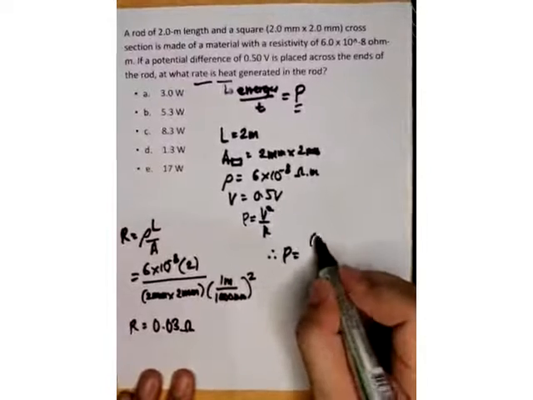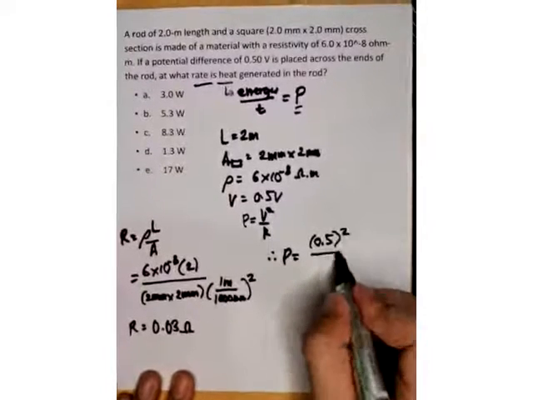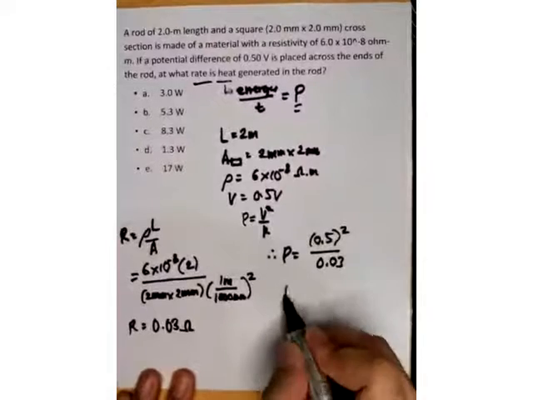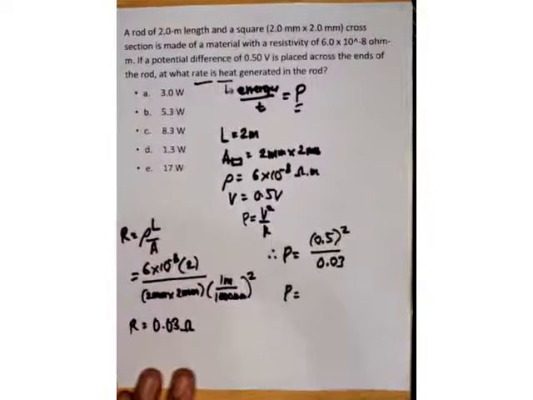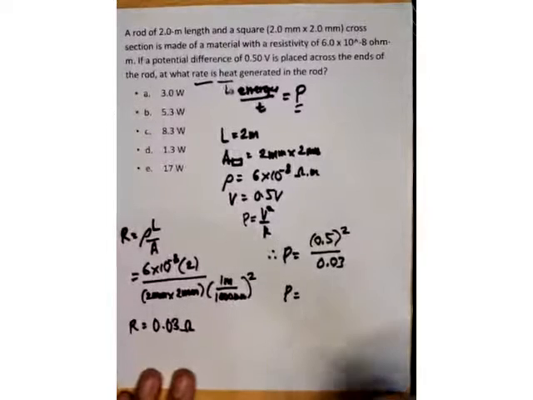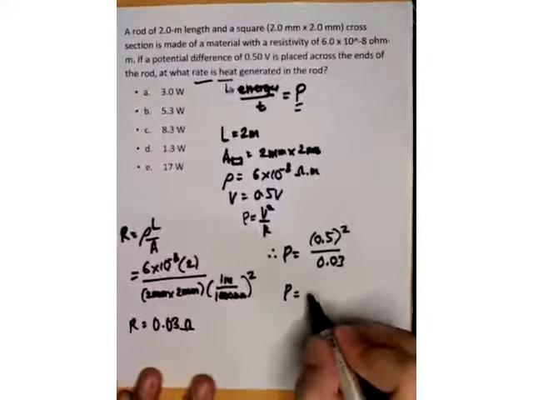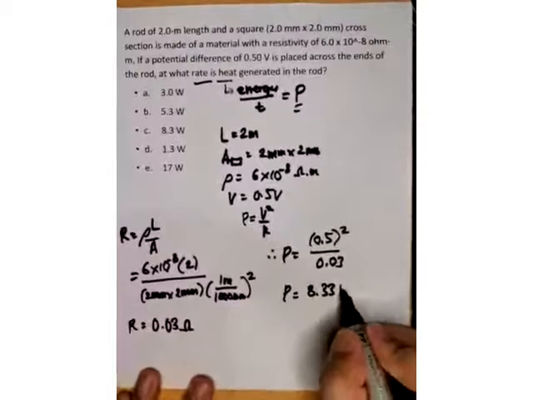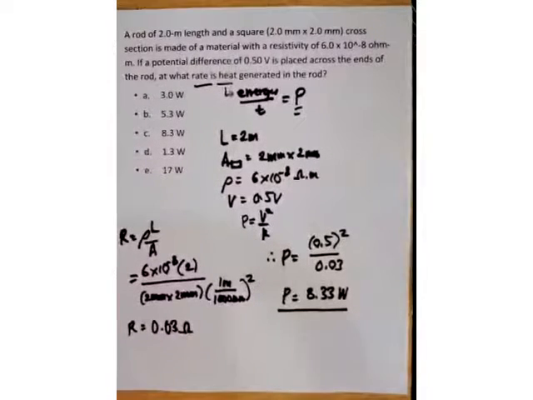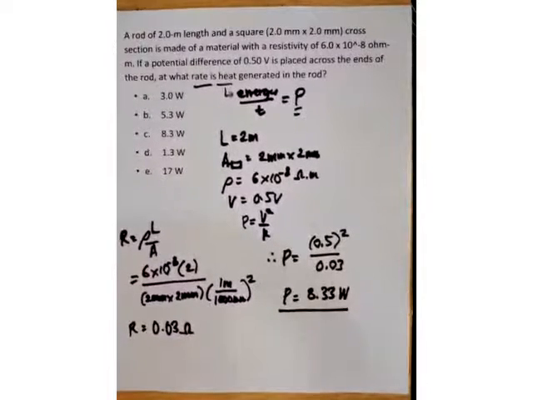So therefore, power is 0.5 squared over 0.03. What's the power? Okay, 8.33 watts. Okay, so the answer is 8.33 watts.